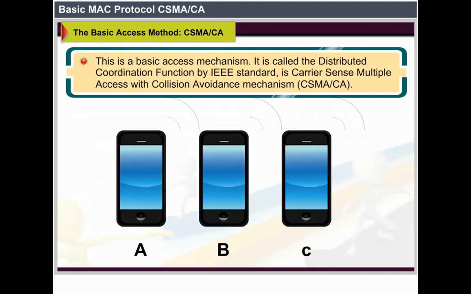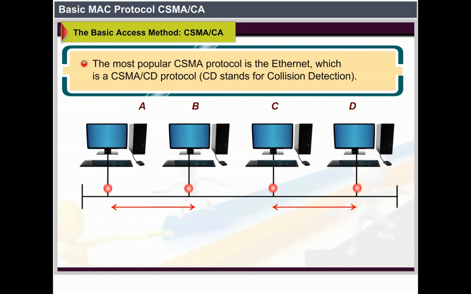The basic access method, CSMA/CA. The basic access mechanism, called the Distributed Coordination Function by the IEEE standard, is the Carrier Sense Multiple Access with Collision Avoidance mechanism, CSMA/CA. The most popular CSMA protocol is Ethernet, which is a CSMA/CD protocol. CD stands for collision detection.